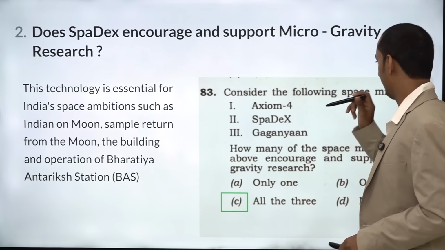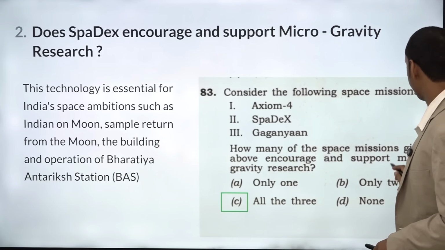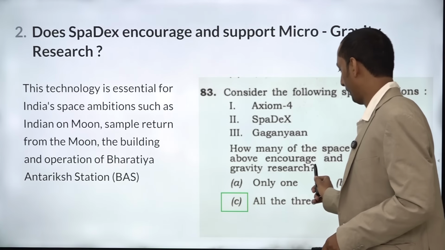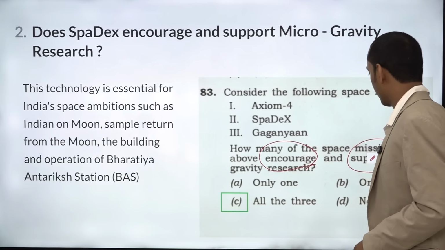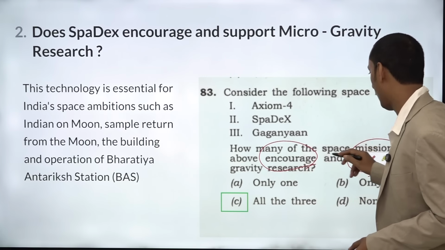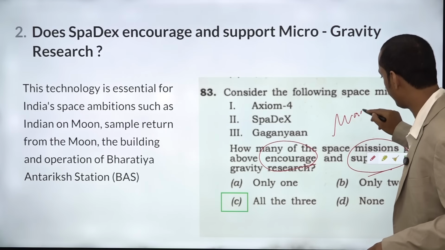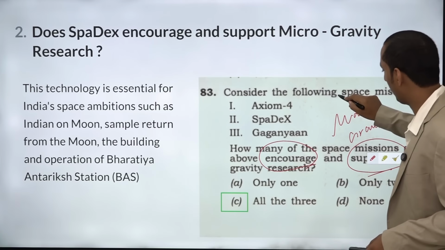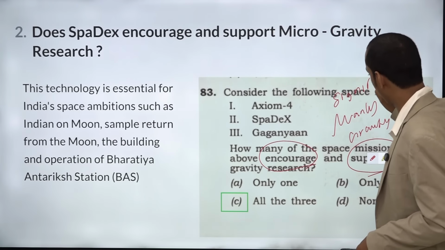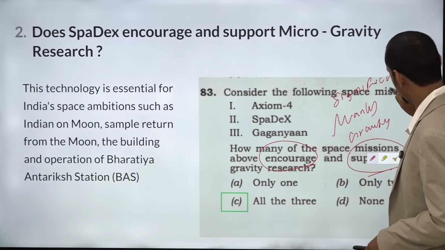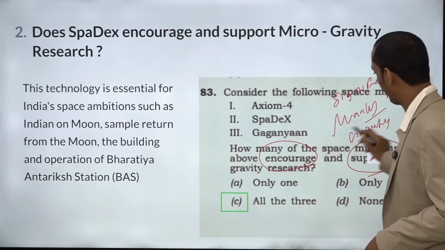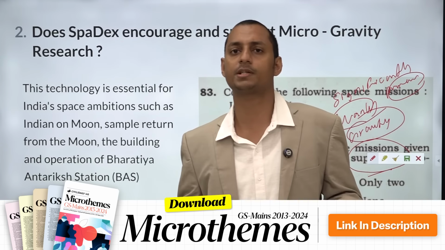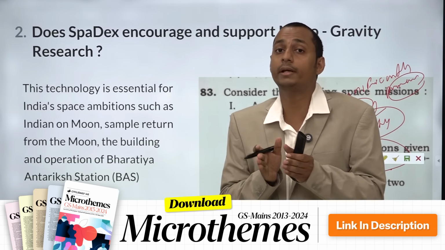Now, moving on to the second one. In this question, consider the following space missions. How many of the space missions given above encourage and support microgravity research? What do the words encourage and support mean? These are very general words, right? UPSC doesn't say how many of the missions mainly support microgravity research, or significantly or primarily deal with microgravity. So encourage and support is something that we cannot quantify. It's a very subjective statement, right? So we have to take this in a broader sense.